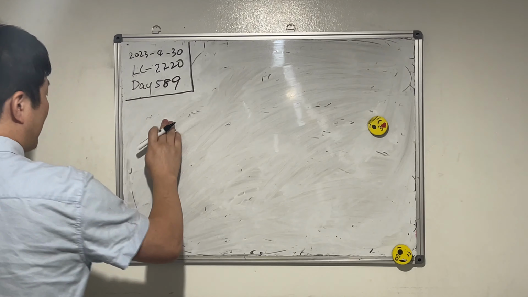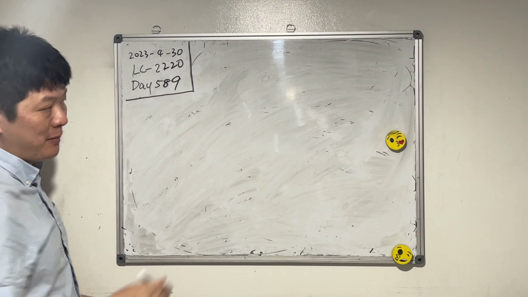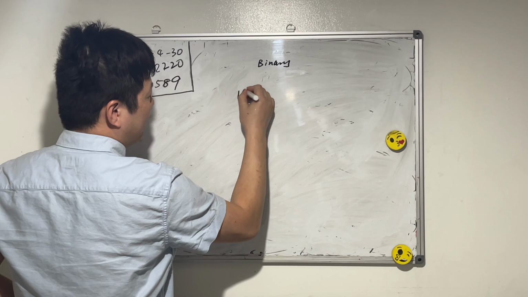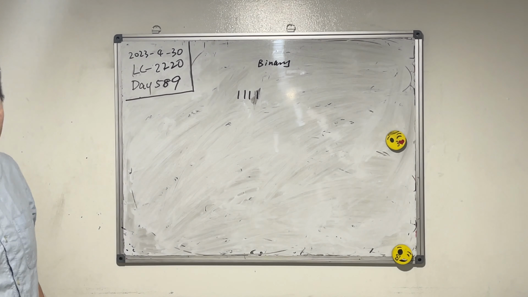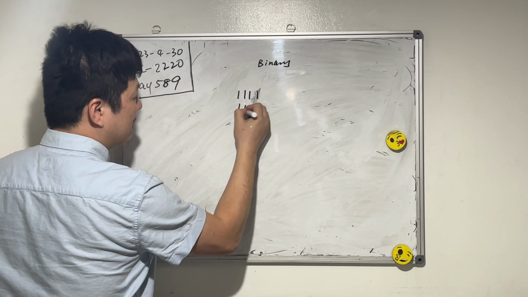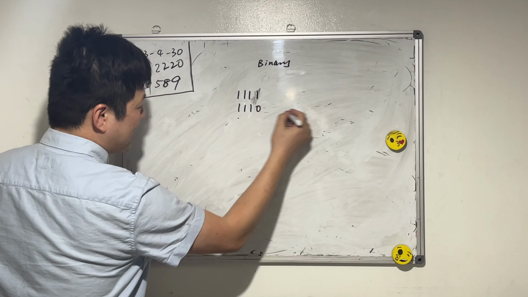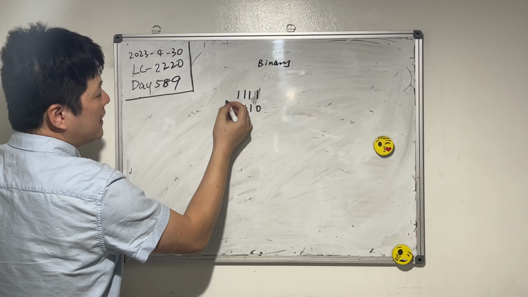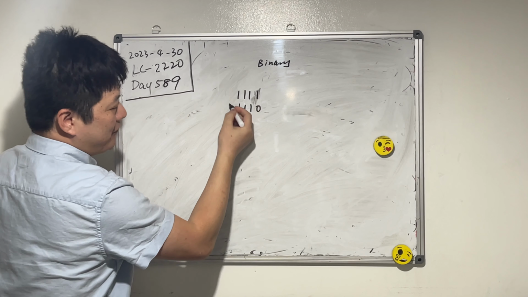What's 15 in binary? Do you still remember? 15 is 1 1 1 1. Okay, what's 14 in binary? 1 1 1 0. And 13 is 1 1 0 1, right? Yes. Okay, so let's say, how many bits, bits is just 1 or 0, right? How many bits are different?